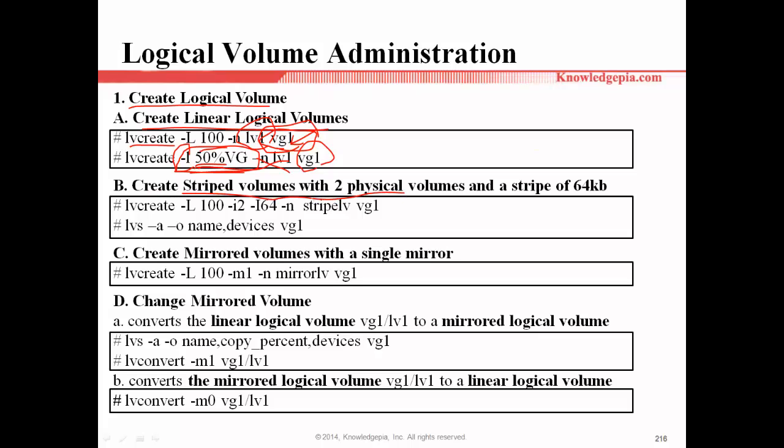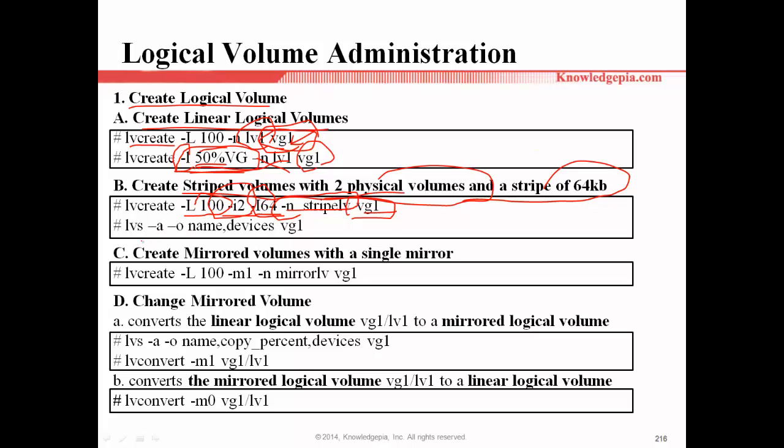Striped volume with two physical volumes. I already explained the striped volume. We need at least two physical volumes to create a striped volume, and the stripe size will be 64 kilobytes. So for example here, lvcreate -L 100 megabytes, the number of stripes will be 2, the stripe size 64 kilobytes, the name stripe LV, and the volume group name.